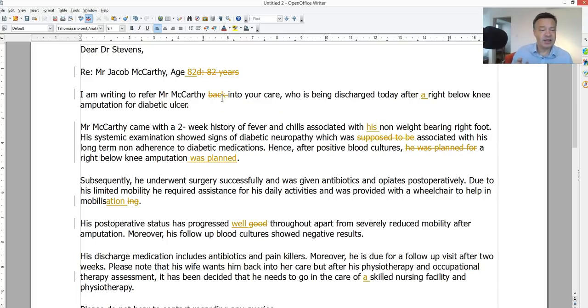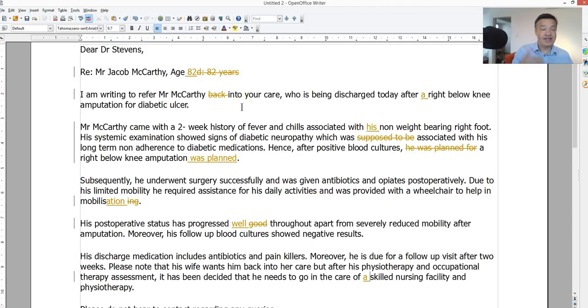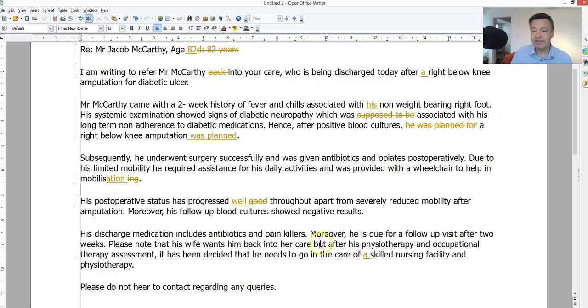But obviously, the more errors we can eliminate, the higher the score will be. So refer Mr. McCarthy into your care, because he hasn't been there yet, so he can't go back. Put an article, put a pronoun. That use of passive wasn't so good. Mobilization progressed well, yes, and put an article there. So excellent, that is not bad at all.